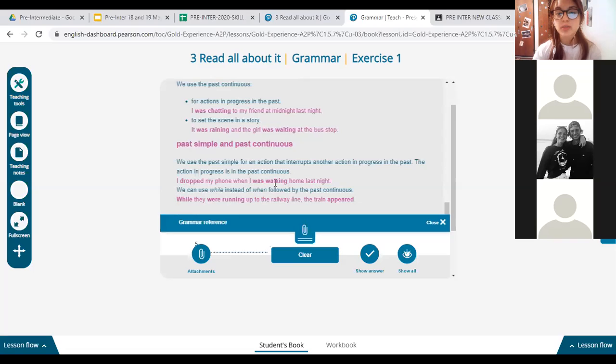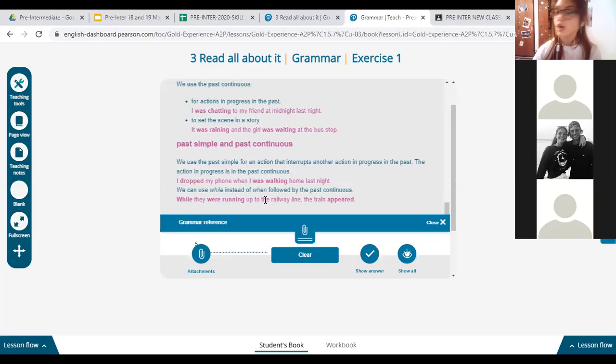What is the action that was in progress? Walking. Right. So I was walking, and then the action that interrupted it is I dropped my phone. Good. It is linked by the word when. Estamos usando la palabra when. But we can also use the word while. The only thing is that you have to be careful because cuando usen while, you need to use the past continuous after. So if you use while, it needs to be followed by the past continuous.